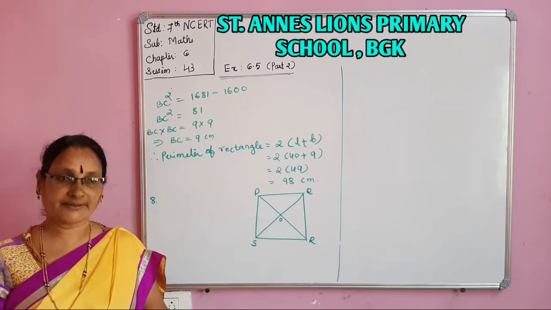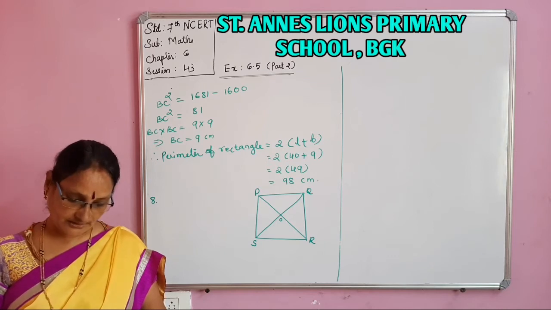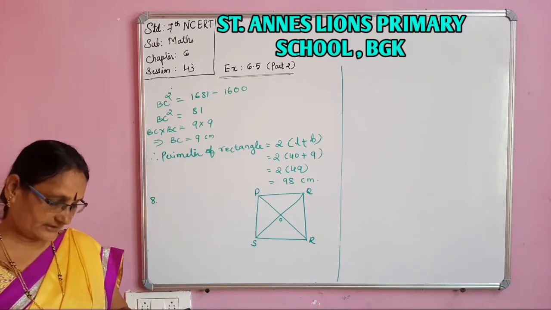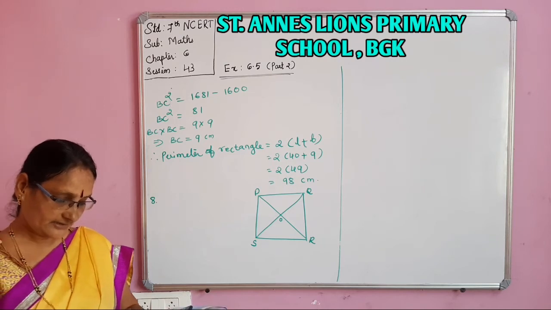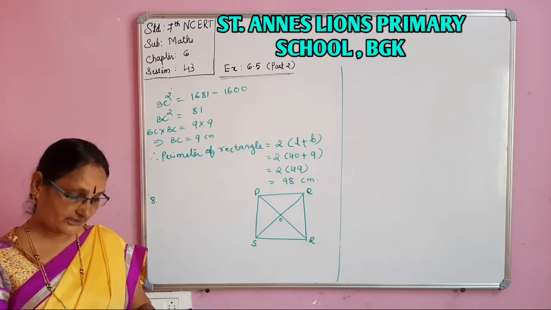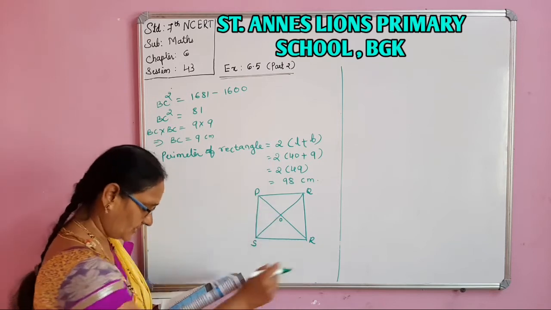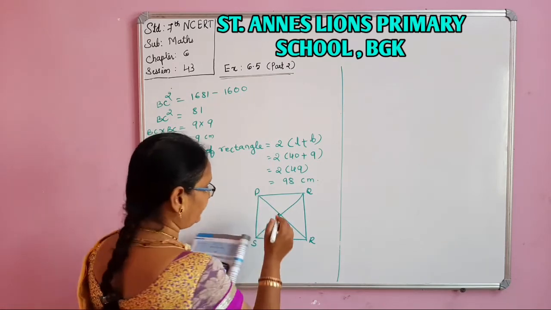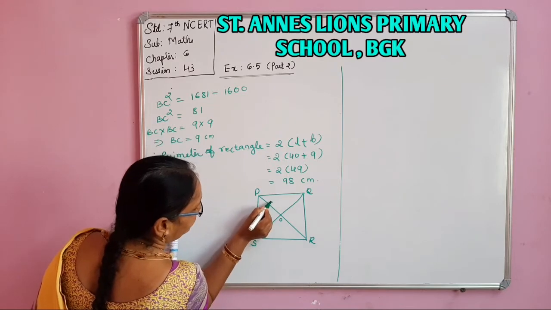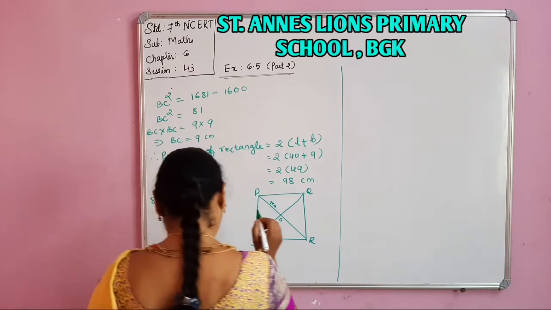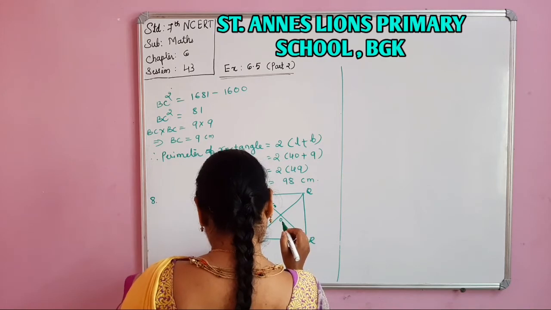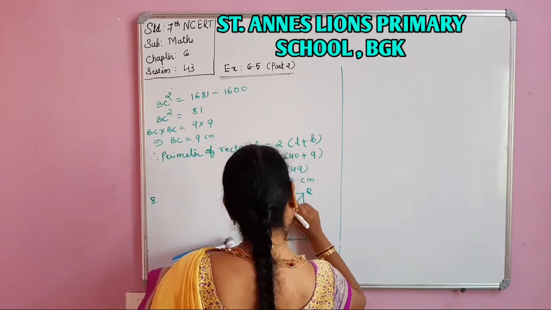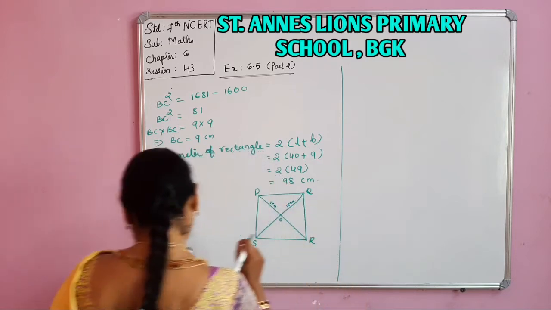Now the 8th problem: the diagonals of a rhombus measure 16 centimeter and 30 centimeter. Find its perimeter. We have to find out the perimeter of the rhombus. Diagonals are given. If this is 16, this half will be 8 centimeter, and the second one is 30, so this half will be 15 centimeter.